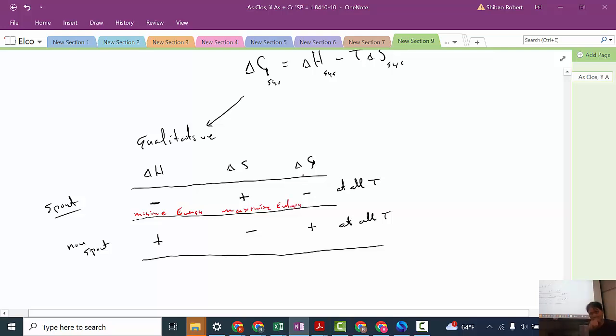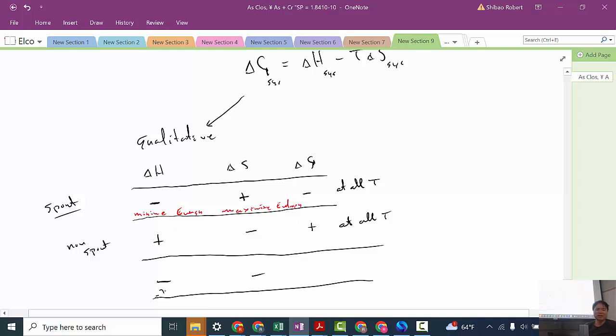And that's favored. Here we're not minimizing energy, we're maximizing. And over here we're not maximizing entropy, we're minimizing entropy. So that's going to be unfavored at all temperatures. The problem comes about when you have a conflict. One says yes, the other says no. For example, the energy might say yes, minimize energy, but the entropy might be no.